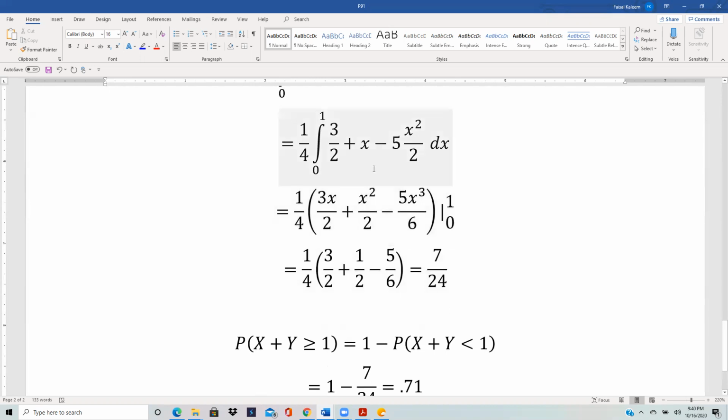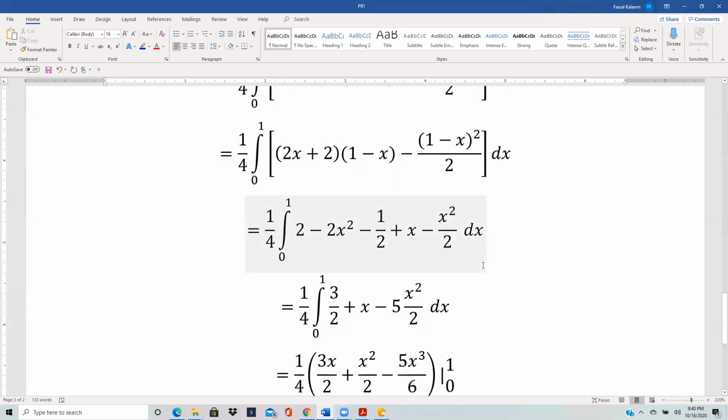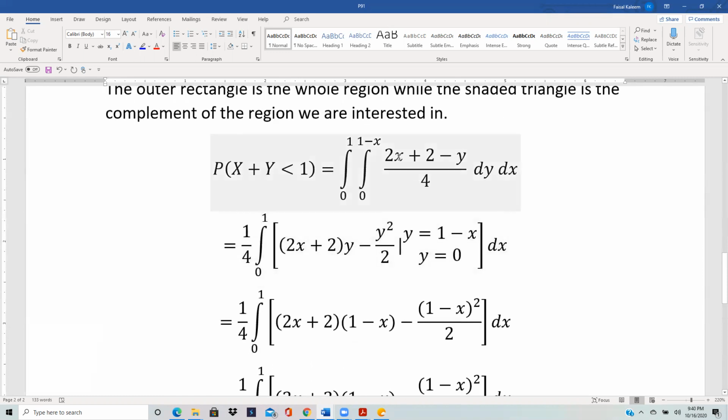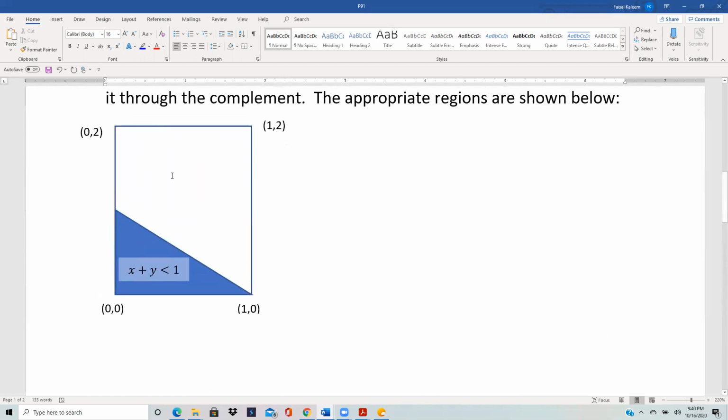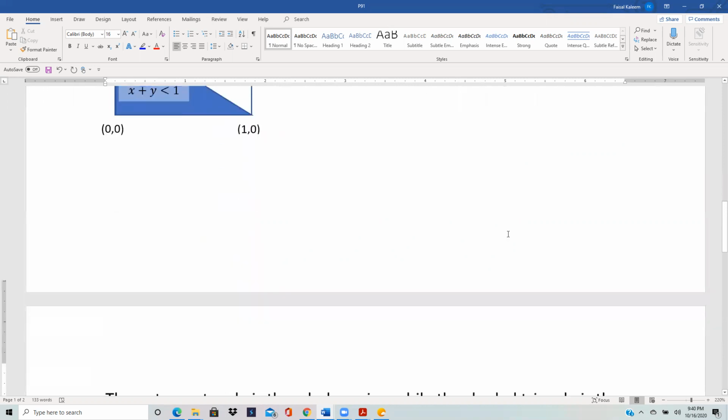This is just 3x by 2 plus x squared by 2 minus 5x cubed by 6, from 0 to 1. And so you see, the reason why we did the integration of the complement region is that for both the integrals, this inner one as well as the outside one, the lower limit was 0, which will not be the case if you do it directly with this region. You can even see from the figure that this white region is the more complicated region. So that's what you will be doing if you were to do it directly, whereas this blue region clearly is a simpler region.